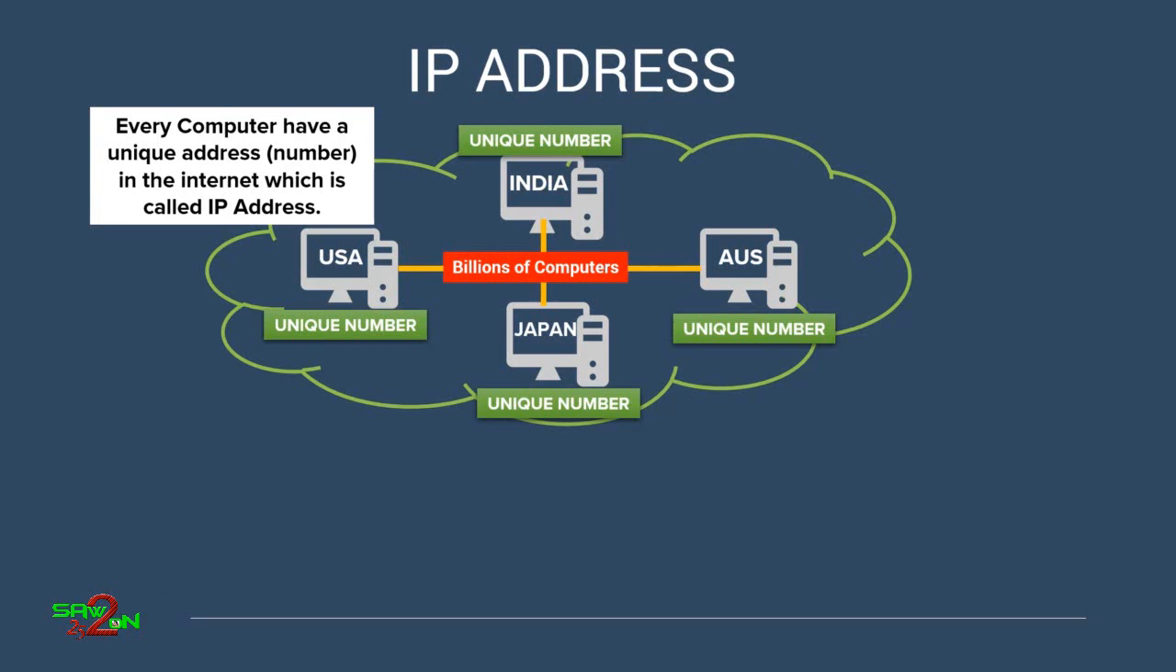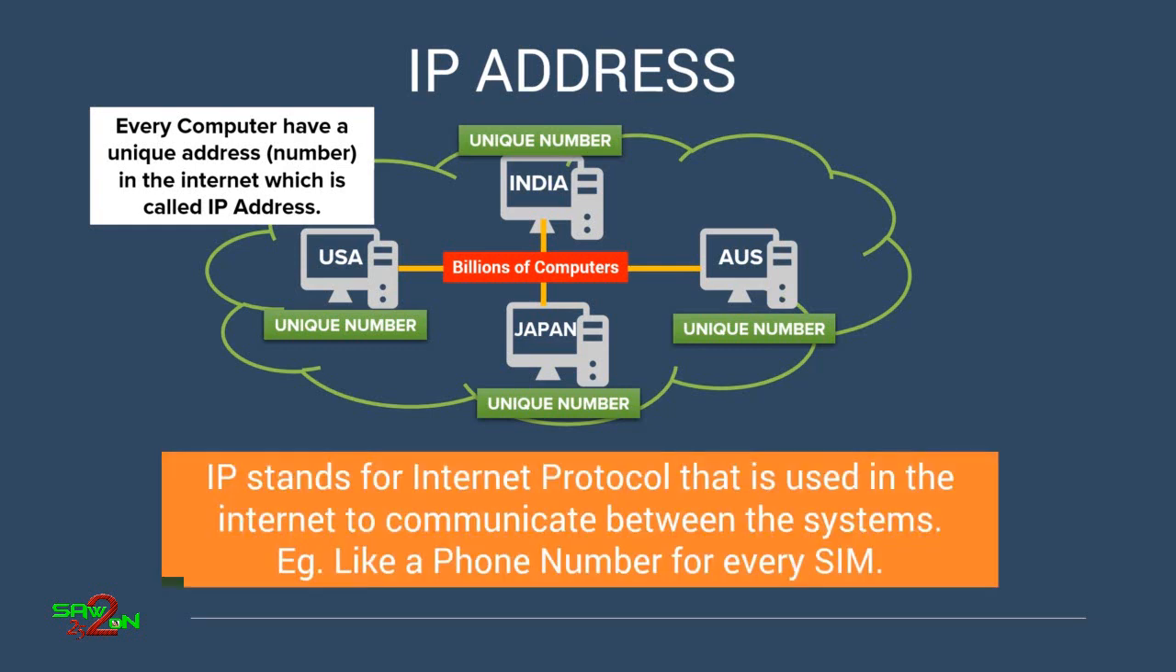There cannot be duplicates of unique addresses. There have to be unique addresses when you connect to the internet. Even when you are connecting to the internet via your Wi-Fi, you actually get a dynamic IP address on the internet, so that you are identified uniquely. So what does IP address stand for? IP stands for Internet Protocol, which is used on the internet to communicate between systems. Once you have an IP address, you can identify yourself and then the communication can happen. An example could be a phone number for every SIM.